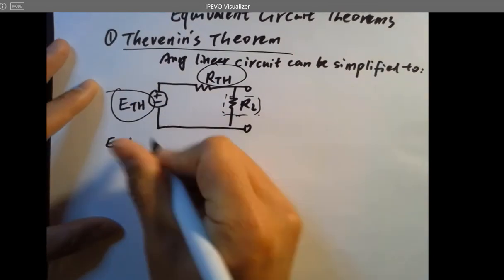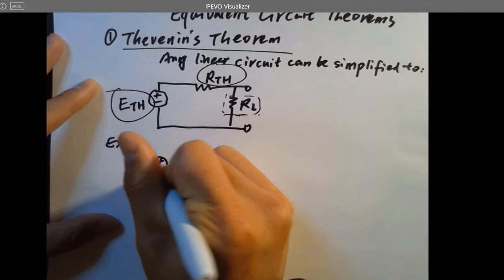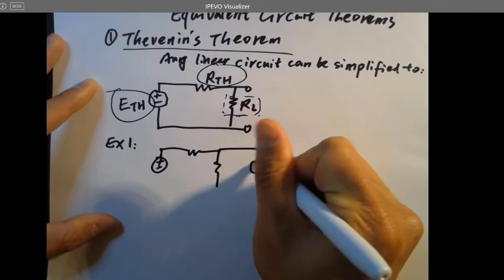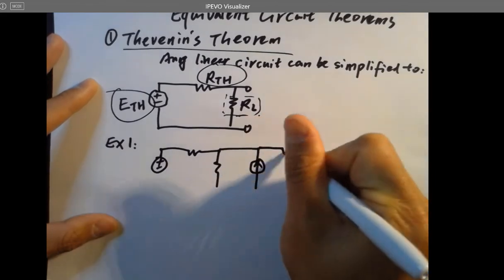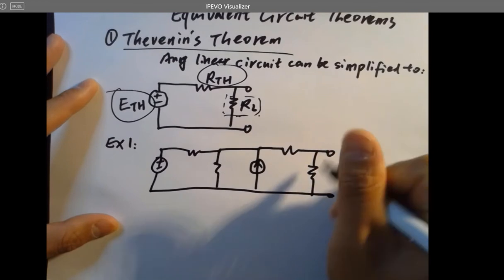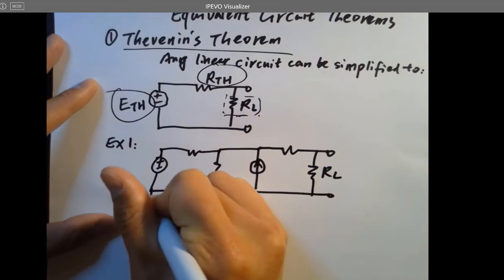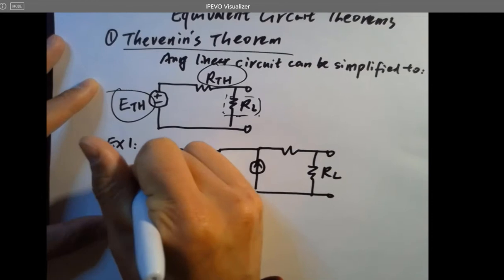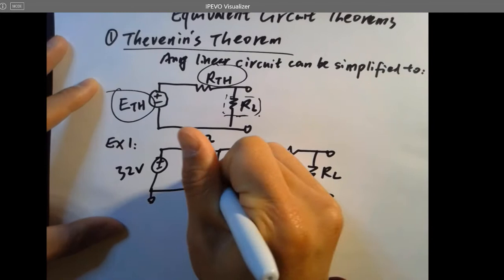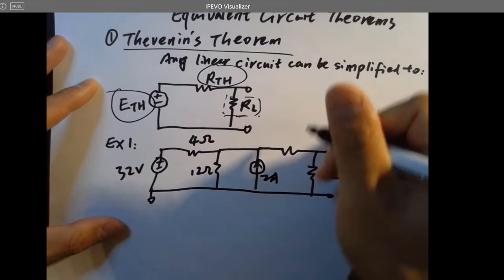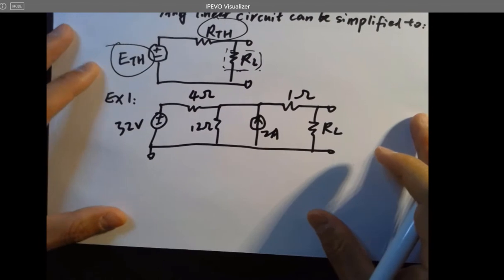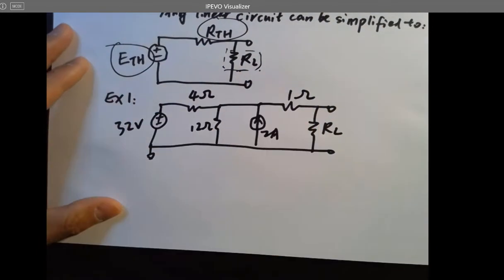Example 1. We have a voltage source, a resistor, another resistor, a current source, and here's a load. Again, the load right here is a load resistor. This is 22 volts, this is 4 ohms, this is 12 ohms, this is 2 amps, this is 1 ohm, and that's the entire circuit. So now let's find out ETH and RTH.